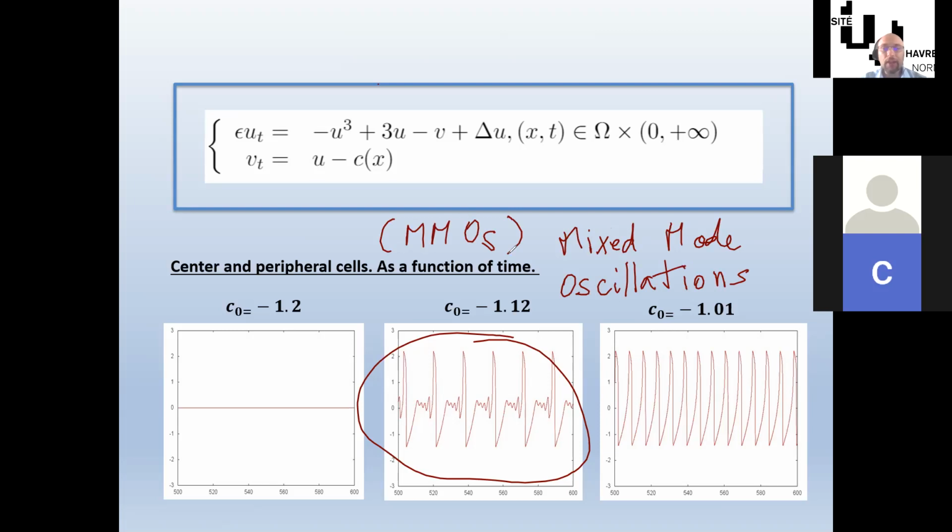Depending on the value of the parameters, you may have different behavior here. There are a lot of things to study in this PDE when C is depending on X. It's just to say that you can have the appearance of mixed mode oscillations in PDEs which have a slow-fast component, right? I just wanted to mention that.